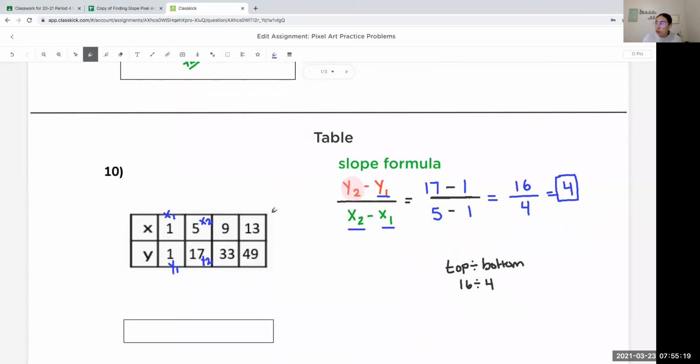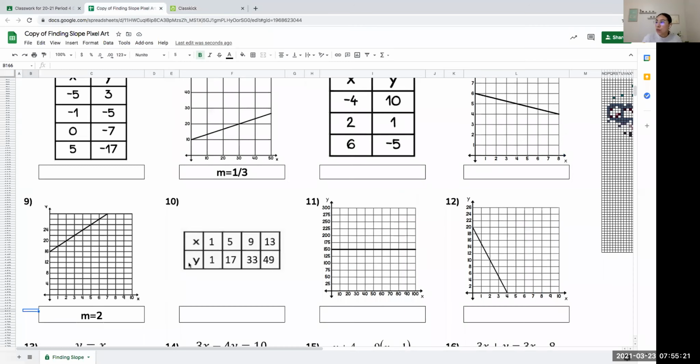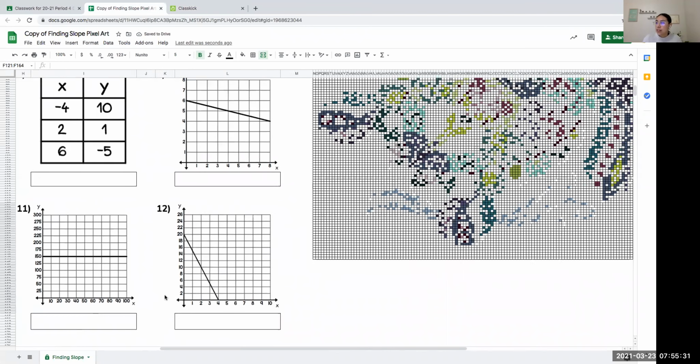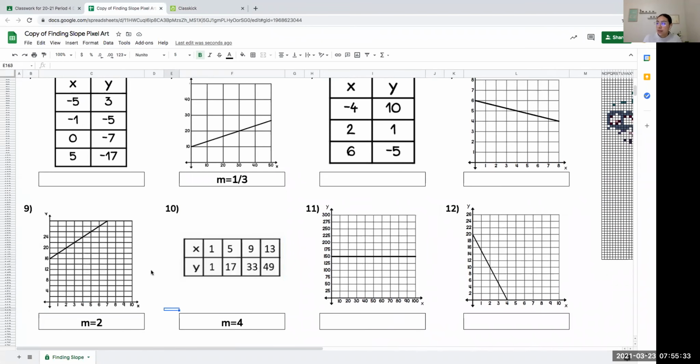So let's go back to your homework. And on question 10, we should be typing in m equals 4. And it should already fill in some pieces. Yes, it did.